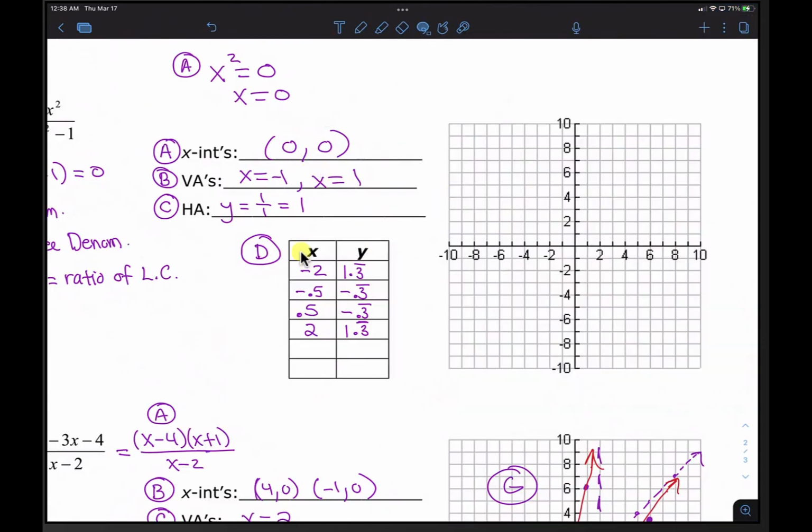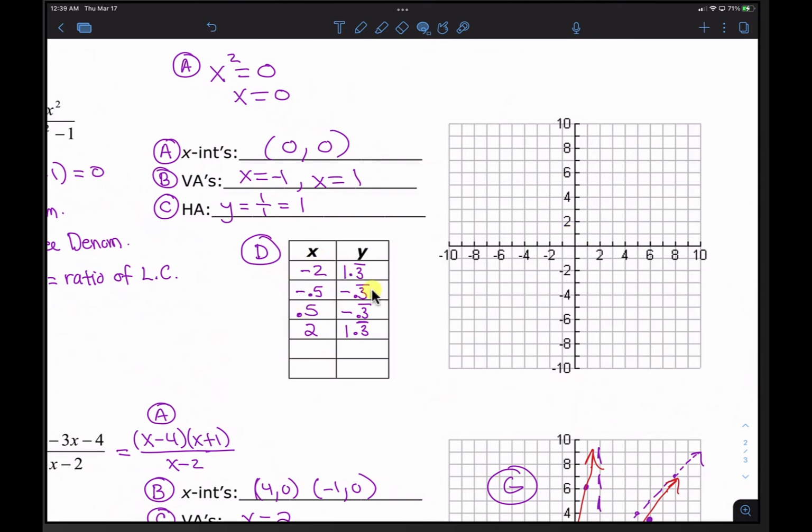Now we have everything we need to draw our graph. We have our x-intercept at 0, 0, so we want to make sure we have a point at 0, 0. We have two vertical asymptotes, one passing through negative 1 and the other passing through positive 1. So we're going to be drawing two vertical lines going through these two numbers. We have a horizontal asymptote of 1. So we're going to make sure that we draw a horizontal line going through y equals 1.